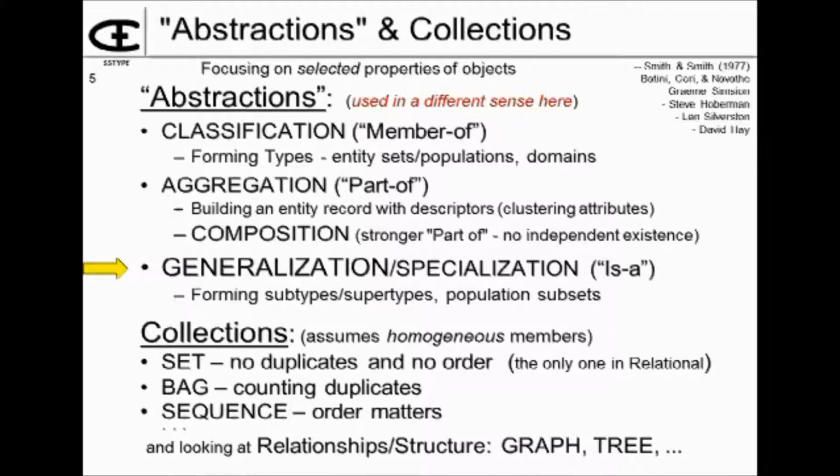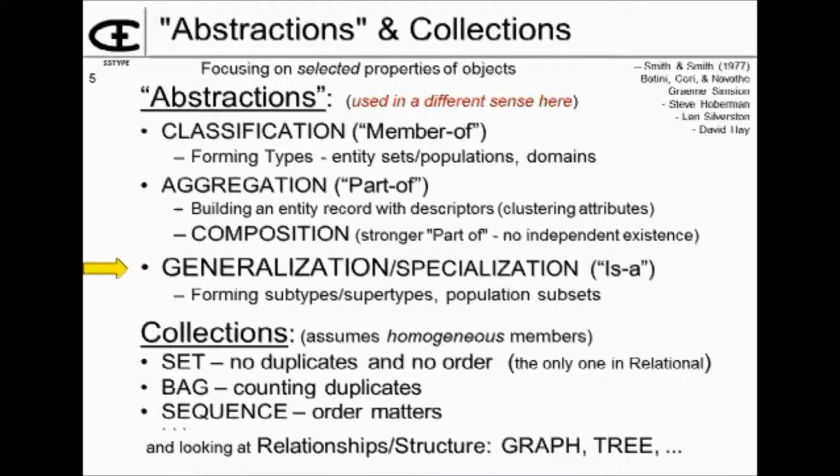Aggregation is things that we do when we cluster attributes together as descriptions of objects. So you could think of that as part of. The first one would be like member of a population, part of the description of a population. Composition would be a stronger part of, where there can be no separate independent existence. And I'm not going to go into any of these in any more detail than what's here.